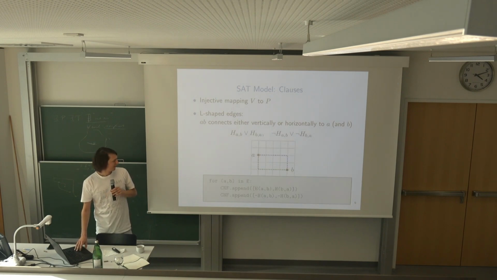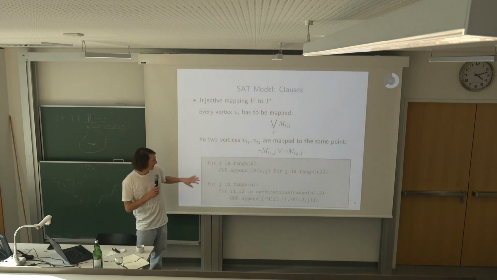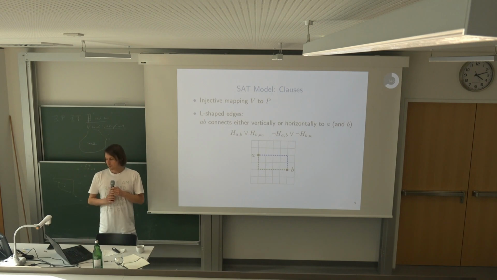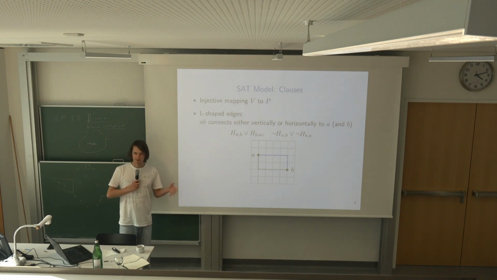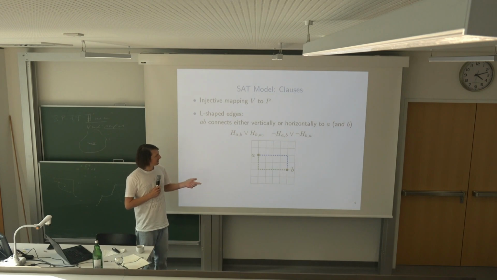I have these variables for the mapping. This is just for the mapping to say that this is an injective mapping. And how do I make sure that the edges have these patterns? This is a graph theory question, or you can consider it like this.